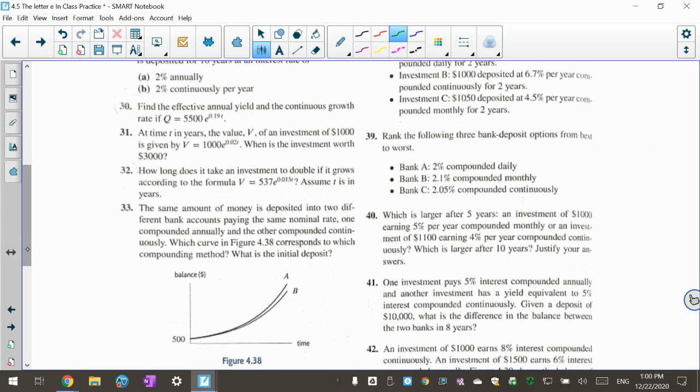Sorry about that. So 30 says find the effective annual yield and continuous growth rate if Q equals 5500 e to the 0.19 t. All right, so that's the one we're going to do. When I go to do 30, I'm going to go back a page because there's room to write.